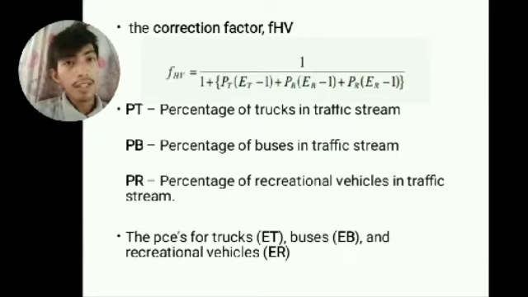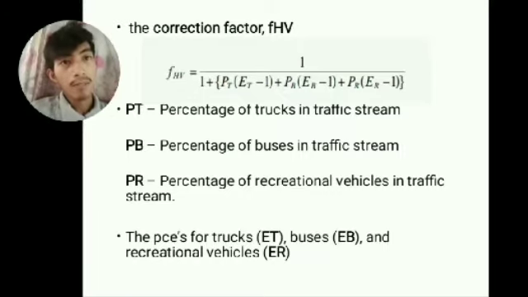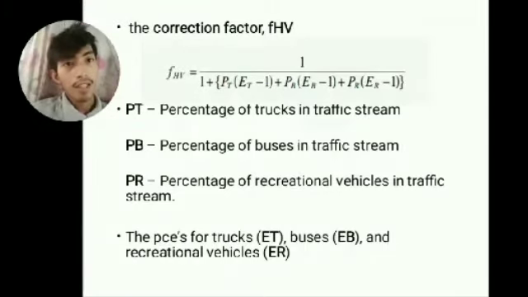Nabanggit kanina yung FHB. Bago magkuha yun, dapat may formula. FHB is equals to 1 over 1 plus quantity PT times quantity ET minus 1 plus PB quantity EB minus 1 plus PR quantity ER minus 1.